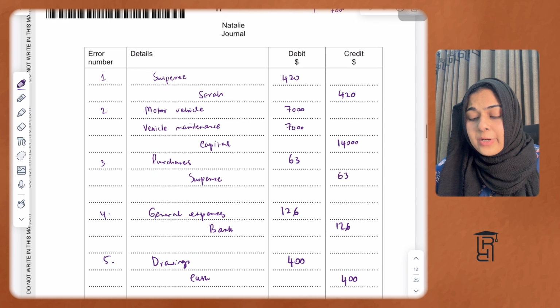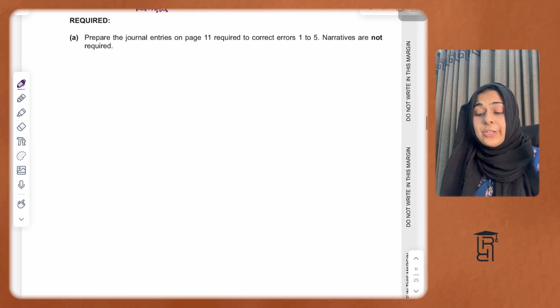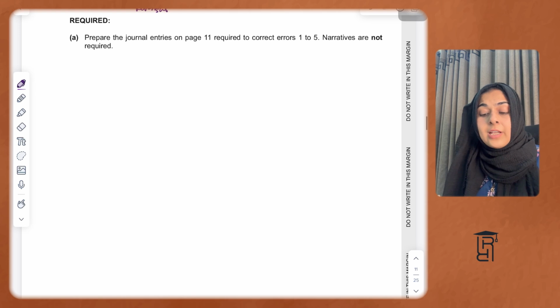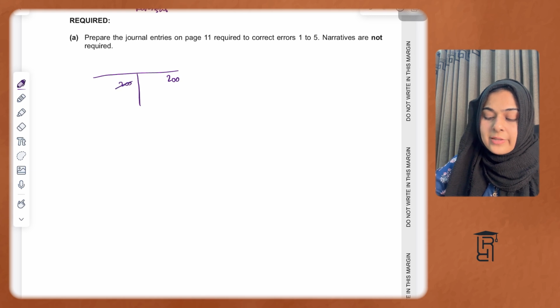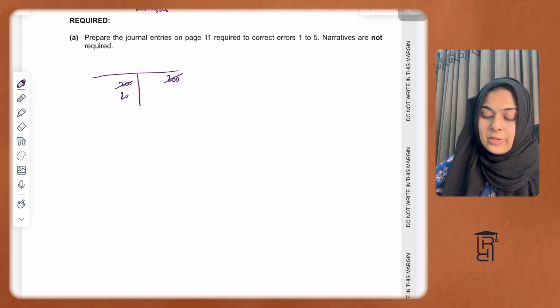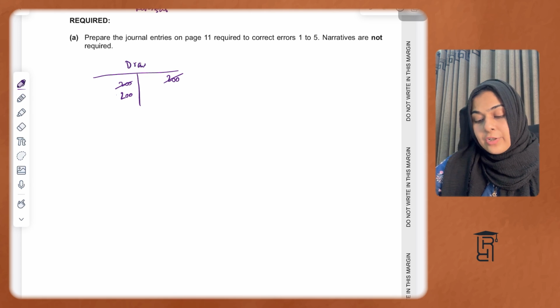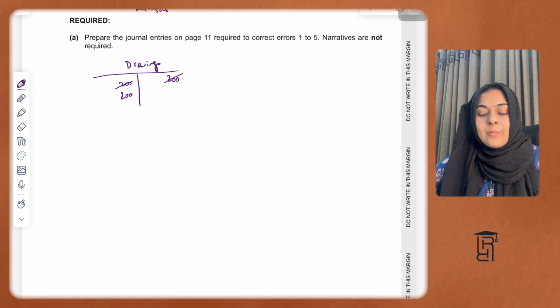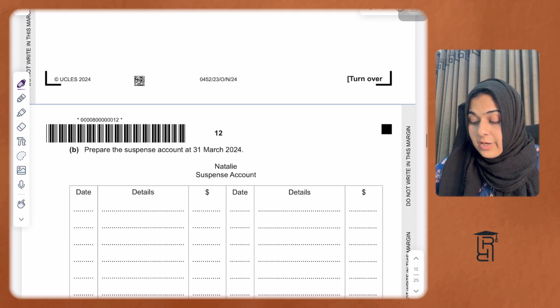So in an error of reversal, whenever you reverse the sides, you need to make the correct entry and double the amount. Because in the drawings account we've written 200 on the credit side, we debit 200 once and remove it from the drawings account, basically removing the effect of recording drawings on the wrong side, and then you also record it on the correct side, that is the debit side. Same goes for the cash account. So the correct entry will be drawings debit, cash credit, and the amount will be 400.